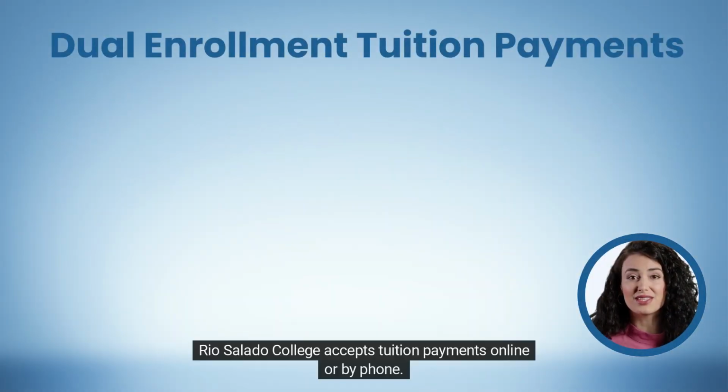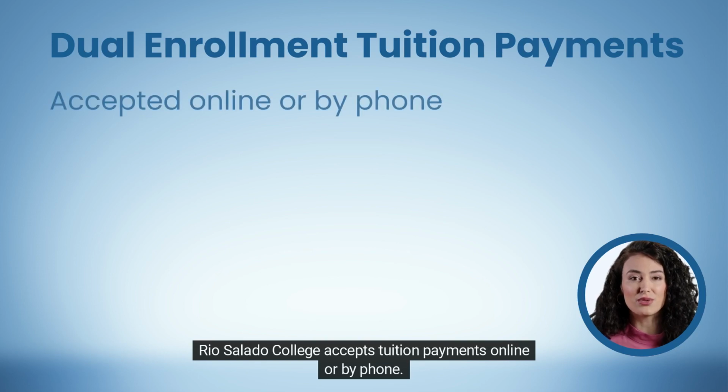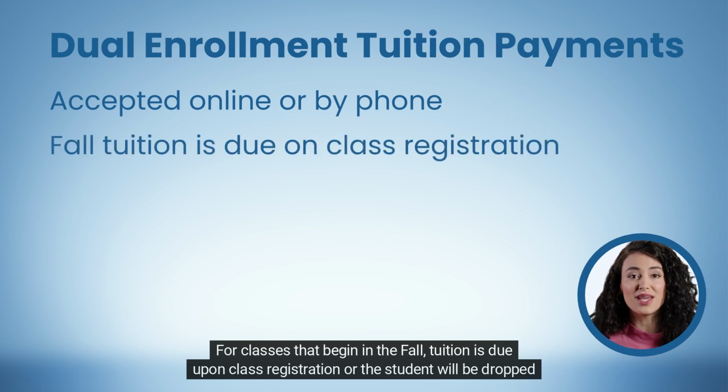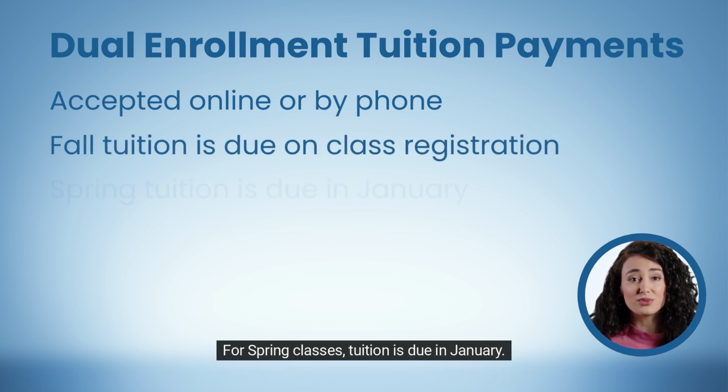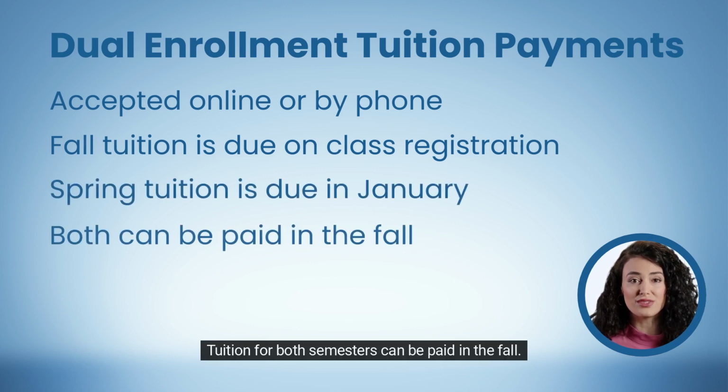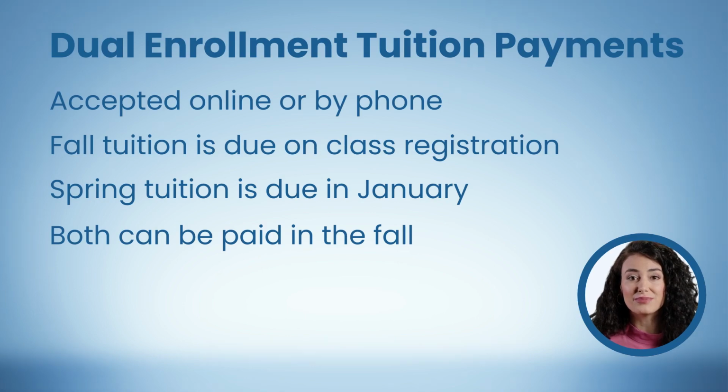Rio Salado College accepts tuition payments online or by phone. For classes that begin in the fall, tuition is due upon class registration or the student will be dropped from the class. For spring classes, tuition is due in January. Tuition for both semesters can be paid in the fall.